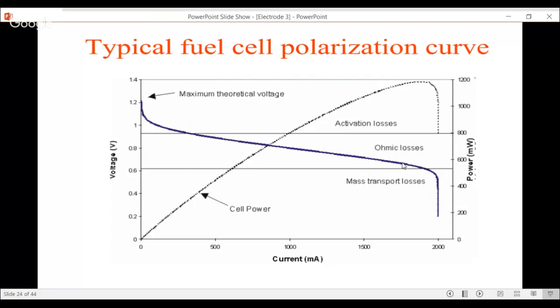Okay, nearly, it is not linear, but it is a nearly linear portion. This is called ohmic losses because of the IR drop. Here the maximum loss is there. It is called the activation loss. We will understand all these things later.